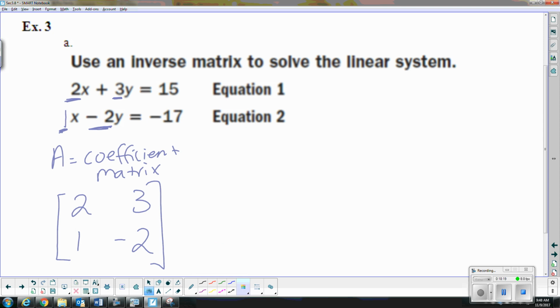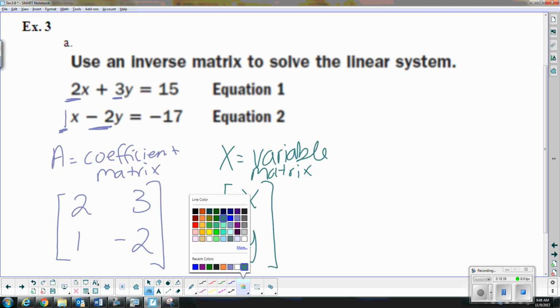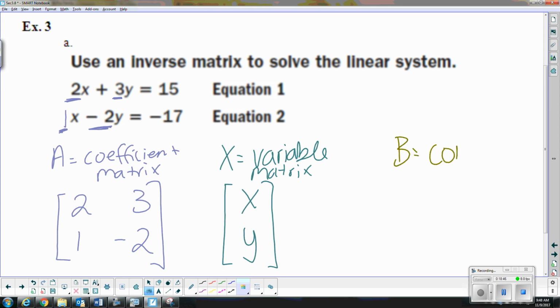Matrix X equals the variable matrix. And this is just going to be a one-column matrix, and it's going to be however many variables you have. So we have an X variable and a Y variable. So that's our variable matrix. And then the last one, B, equals our constant matrix.